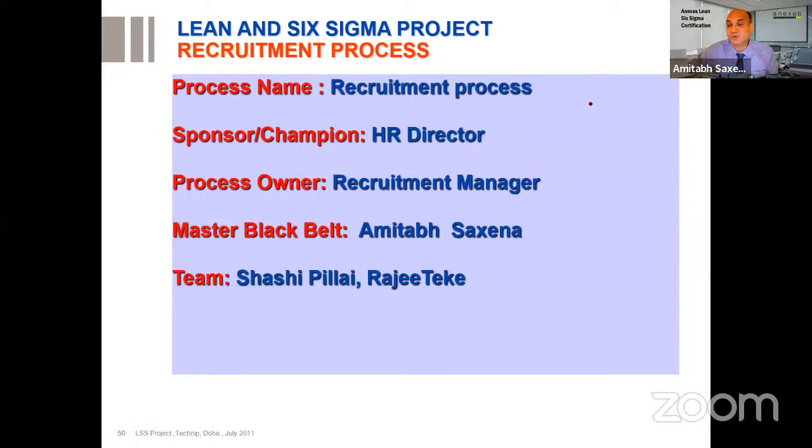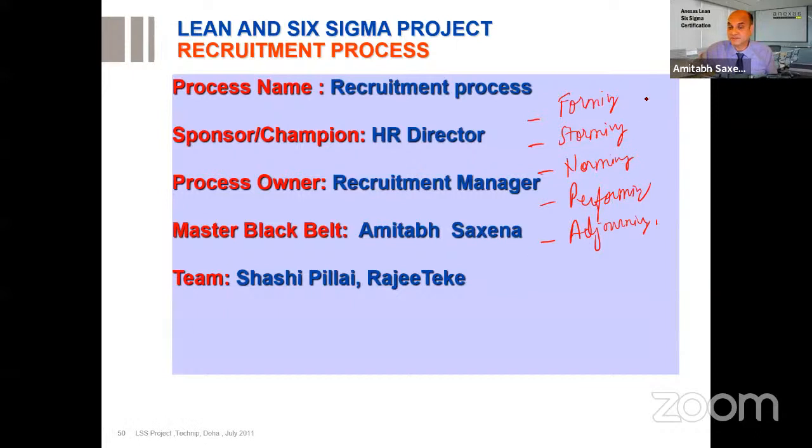Now, the team undergoes 5 stages. The 5 stages are forming, storming, norming, then performing, and then adjourning. Forming, storming, norming, performing, and adjourning.